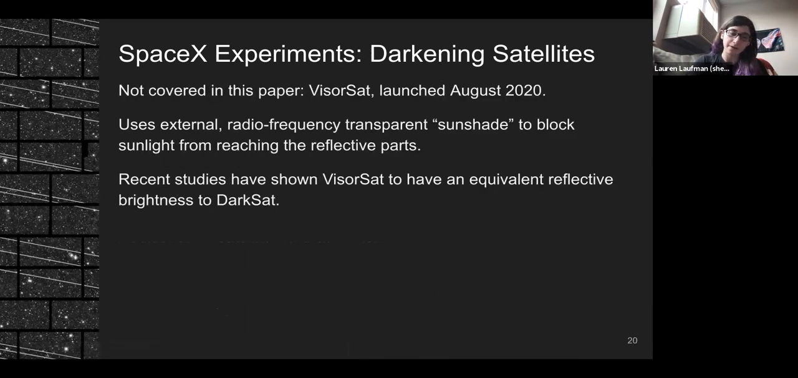Not covered in this paper, but I'll cover in a few slides, is also VisorSat, which was an alternate attempt to darken the satellites. But VisorSat uses an external radio frequency transparent sunshade to block the sunlight from ever reaching the reflective parts. However, studies seem to show that it has an equivalent reflective brightness to Darksat, but I will get to those numbers in a sec.